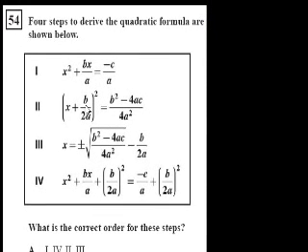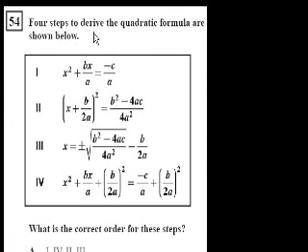Next problem, 56. No, 54. All right, this is another one that should be cut and pasted. All right, four steps to derive the quadratic formula shown below. I said in previous videos that you can derive the quadratic formula by completing the square, and we actually do that in another video. I don't want to give too much of a plug for other videos, but let's see what they want to do. What is the correct order of these steps?